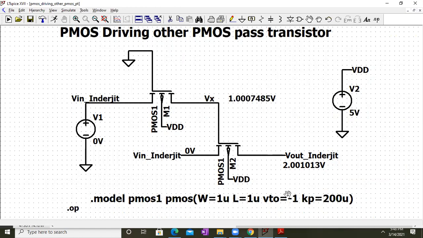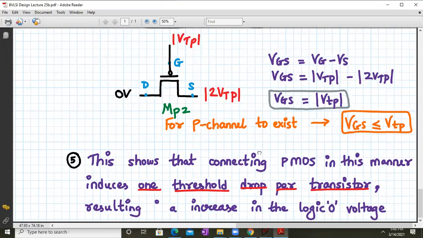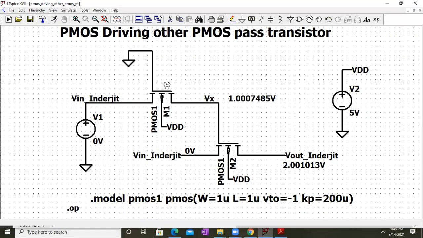Okay, is that clear? So that is why this shows that connecting the PMOS transistors in this manner will induce a 1 volt drop across each output. So if you connect one more in the chain, the output voltage might become 3 volt. So we have a logic 1, logic 0, and we have a much higher voltage at logic 0, which is not good at all. So this kind of design should not be practiced at all, wherein we are driving one PMOS transistor with another PMOS transistor. This kind of design should be avoided completely.